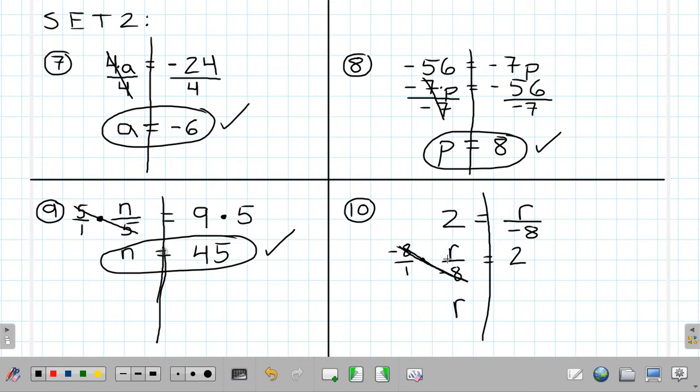But at the same time, we multiply this side times -8, we need to multiply 2 times -8. So 2 times -8 is equal to -16. And once again, just plug this in. -16 divided by -8. Negative over a negative is a positive. 16 over 8 is 2. Okay. So once again, matter of just plugging back in. That checks our solution. So we know we've got the answer correct.